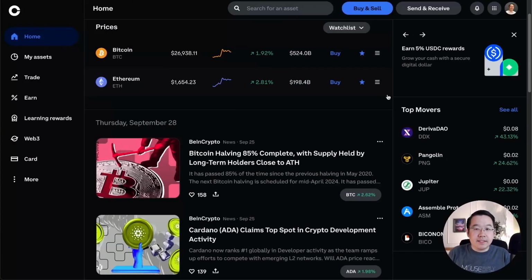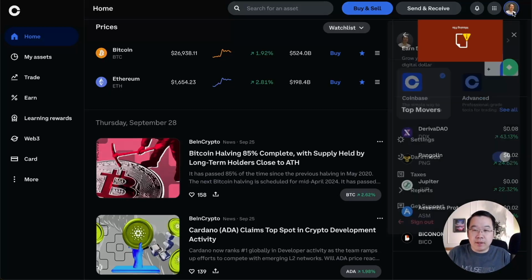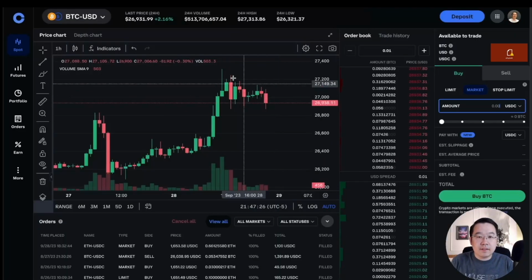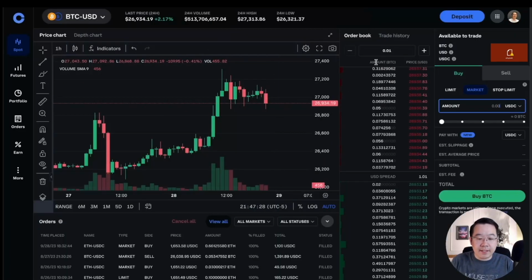Okay, so I'm logged into Coinbase.com, and how you get to Coinbase Advanced is to click on your profile on the top right, and then click here, Advanced, and it switches to Coinbase Advanced. So this is the crypto trading platform built for the advanced trader, but honestly, it's so easy and seamless to use that beginners can use it too. In fact, they should use it too.